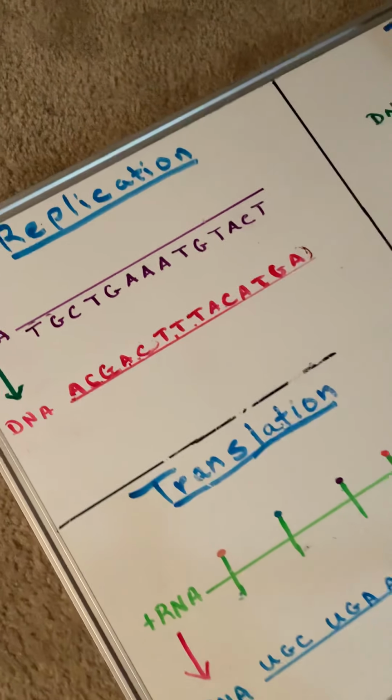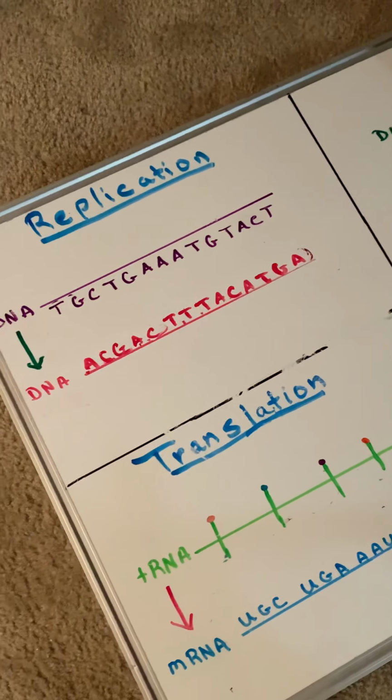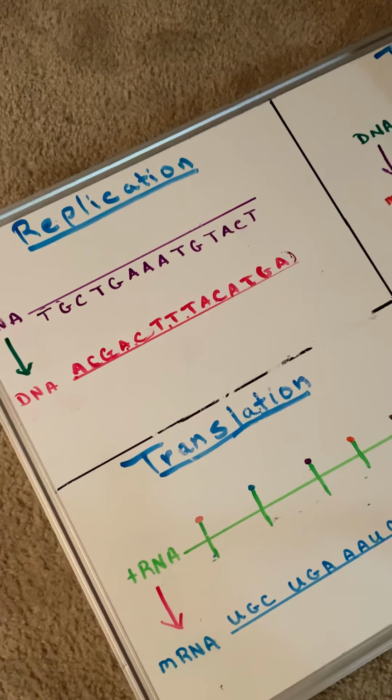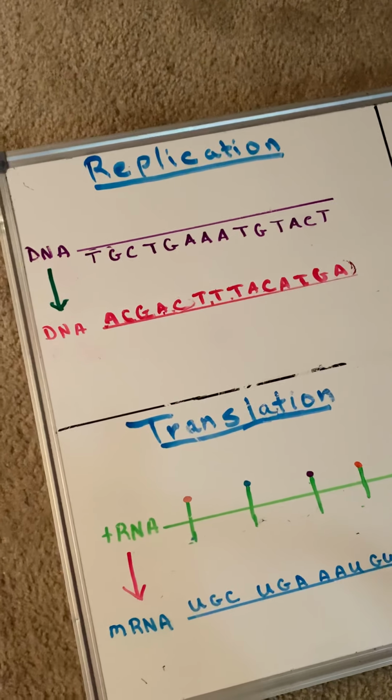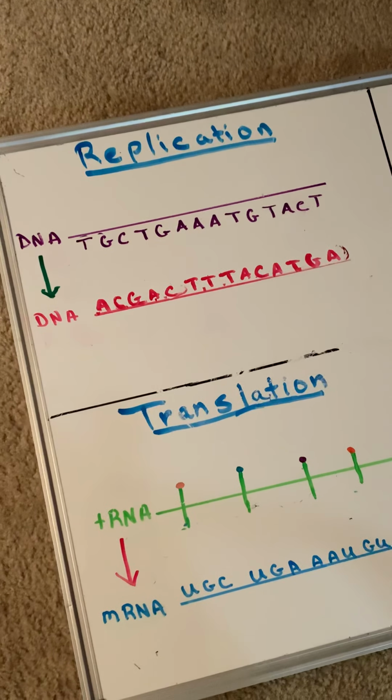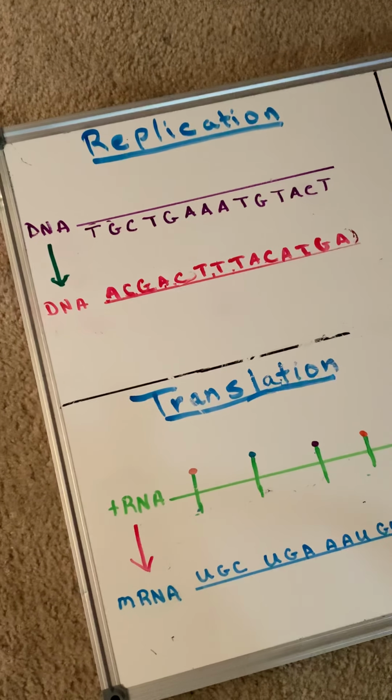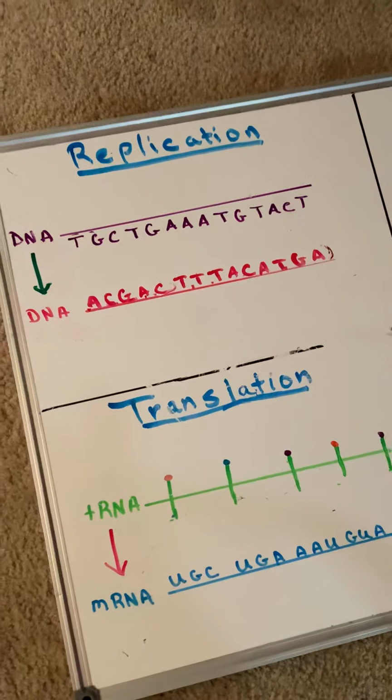So you should be able to notice that we're going from DNA to DNA, and DNA always contains the letter T, which means that that's going to represent thymine. Thymine is the nitrogenous base that is unique to DNA only.